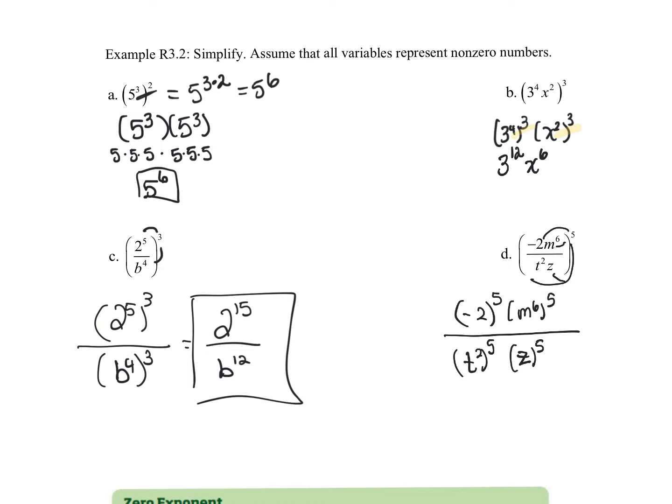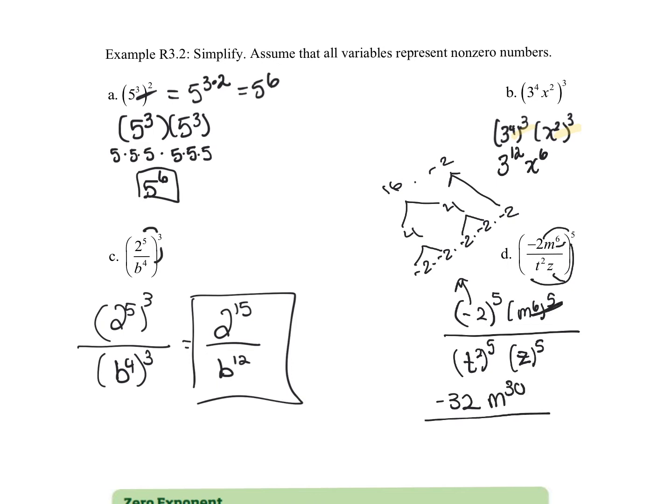Okay, I'm going to write it out. -2 to the 5th, this right here, is -2 times -2 times -2 times -2 times -2. A negative times a negative makes a positive. Negative times a negative makes a positive. Positive times positive is a positive times my -2 at the end. So this is a -32. I multiply the m powers, so I get m to the 30th over, multiply the t powers, t to the 10th, and then z to the 5th. So here's your final answer.